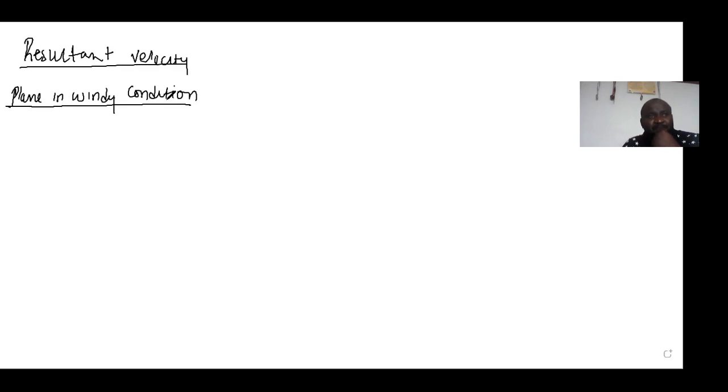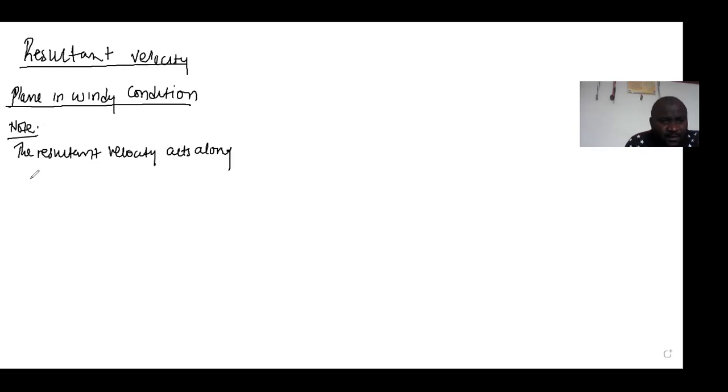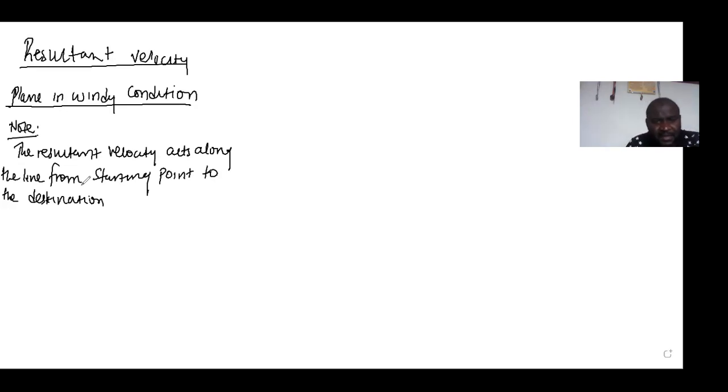So in one way or the other, the resultant velocity, we shall note the following. The resultant velocity will always act along the line from the starting point to the destination. This is a very important statement in resultant of aeroplanes.